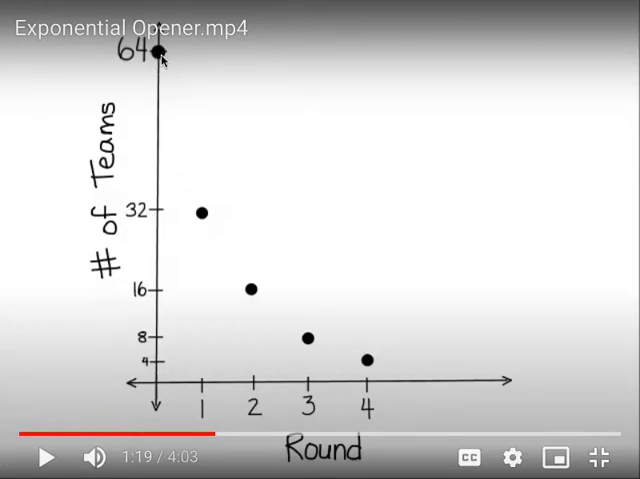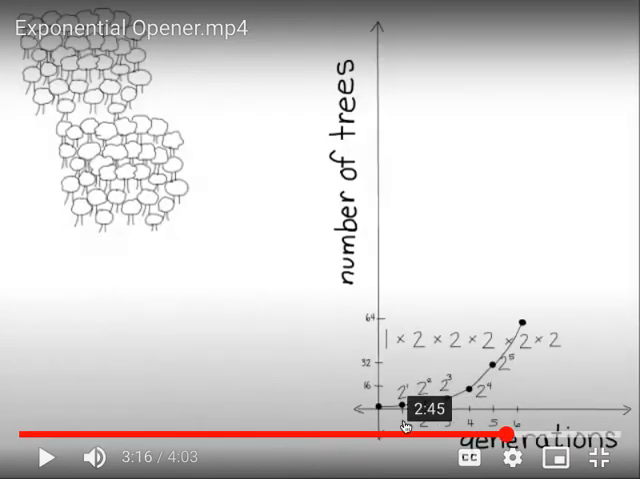Is that linear? Does that look like a line? Nope. So this is more of a curve, right? Okay. And then the same thing with the trees and the acorns.